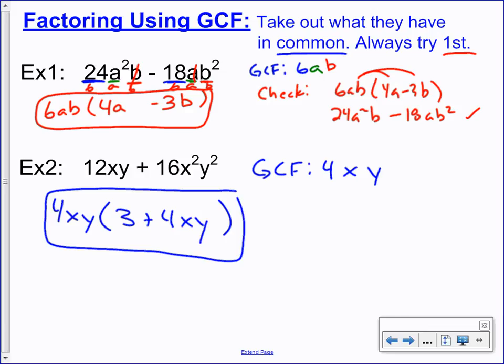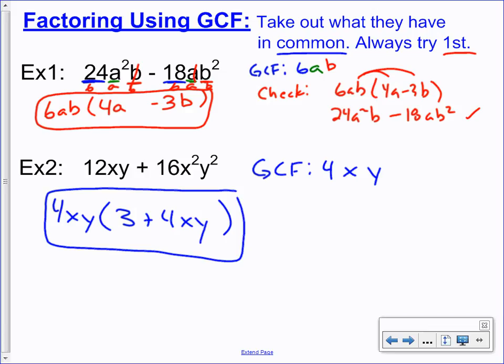You need me to check this one? Oh, good. You can mental check it. You just mental check it and see if it goes back. Just distribute it in your head. It's so easy, though.